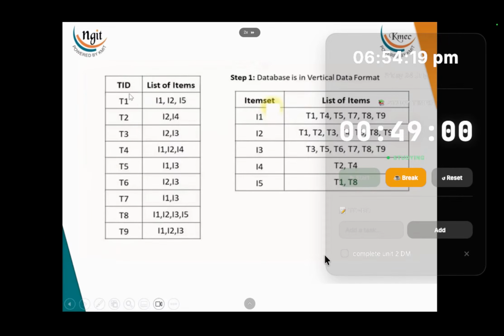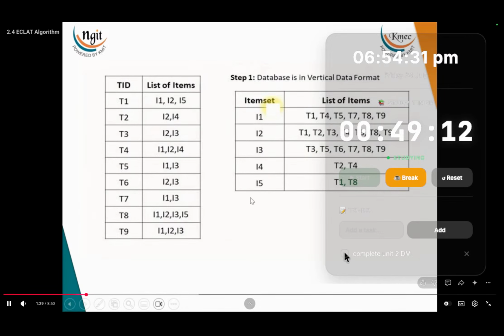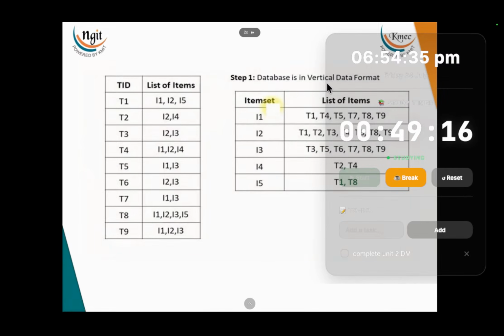So here we have the transactions and the list of items. First, we need to create the one item set in the vertical data format. For that, you need to identify the different items which are there in the data set. When you look at this data set, we can see that there are items like I1, I2, I3, I4, and I5. Now we need to find, for each item, how many times it is repeated in the different transactions. Look at I1. I1 is repeated in the transactions T1, T4, T5, T7, T8, and T9. Similarly, we need to find for I2. I2 is there in the transactions T1, T2, T3, T4, T6, T8, and T9.